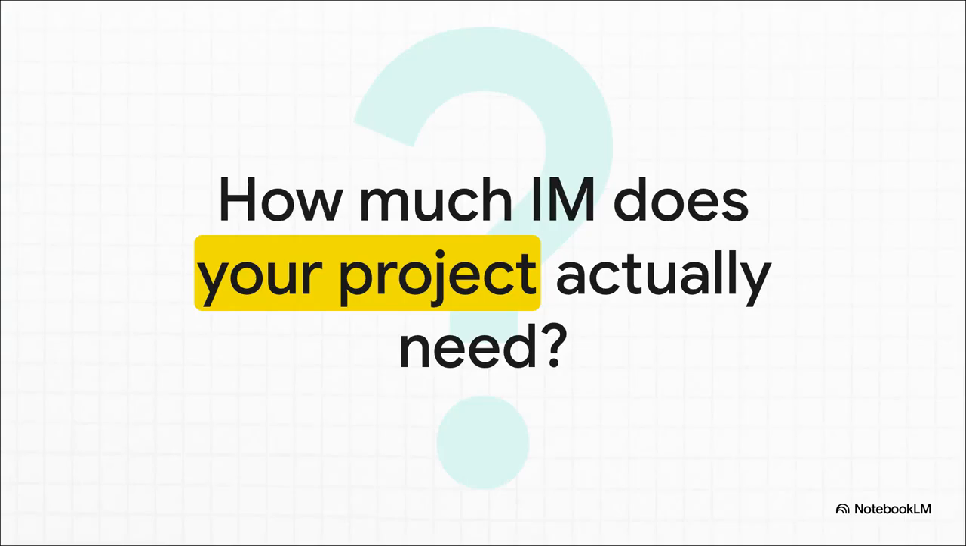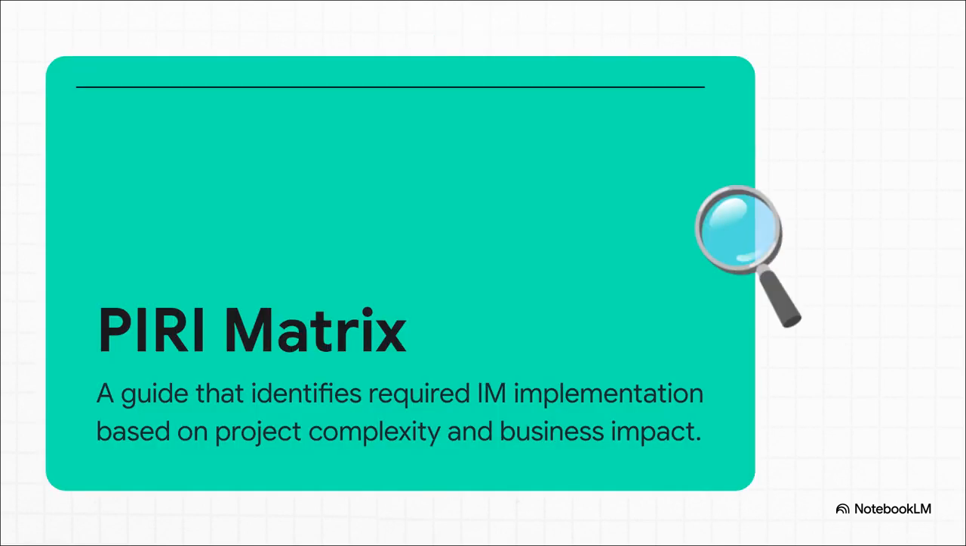Well, the answer really boils down to assessing 2 key things before you even think about picking a tool. First, how complex are your project's interfaces? And second, what's the business impact? How bad will it be if things go sideways? And the first tool that helps you do exactly that is the PIRI matrix. That stands for Project, Interface, Risk, Impact. Just think of it as your high-level decision-making guide. It's super simple, really. It just helps you map out your project on 2 axes. How complex are the interfaces, and how high is the business impact?